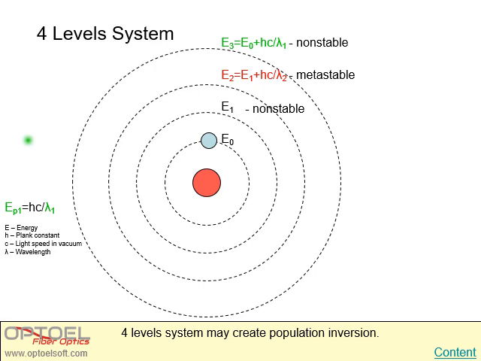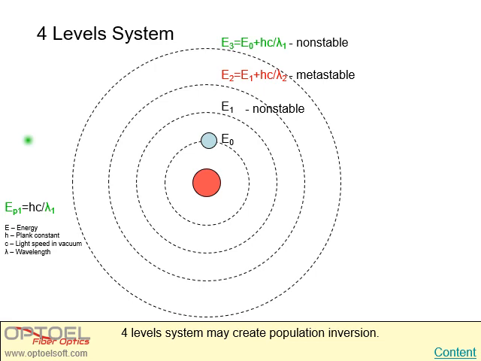Let's now assume a more complex system having four levels, E0, E1, E2 and E3. Let's also consider the levels E1 and E3 are non-stable, so the electron decay will generate phonons. The level E2 is metastable, so the electron decay from E2 will generate a photon. Our first observation is that this system, having various energy levels, can interact with several photon wavelengths.